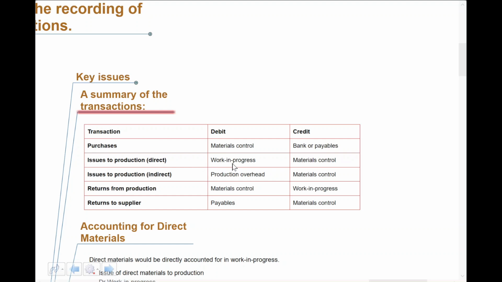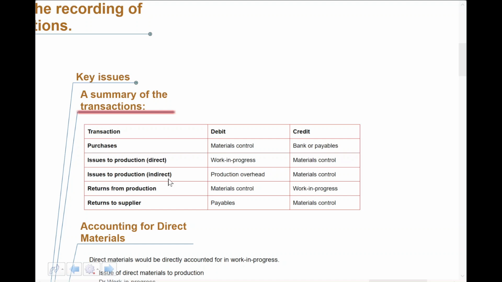Outside of that, when we issue to production direct material, we're talking about the debit to work in progress. So if we purchased material, we've received material in. And in effect, what we must do is bring that material from materials control, i.e. credit the expense, into what's called work in progress, because that material is about to be part of the production process.